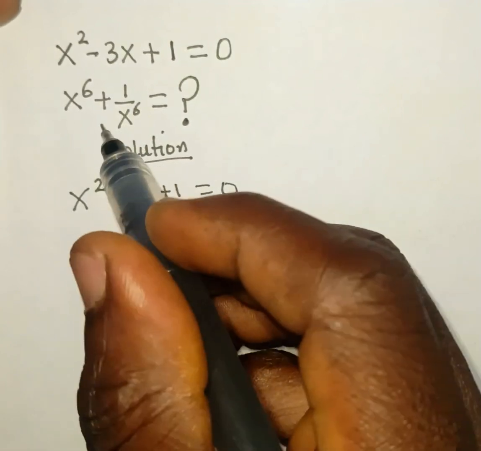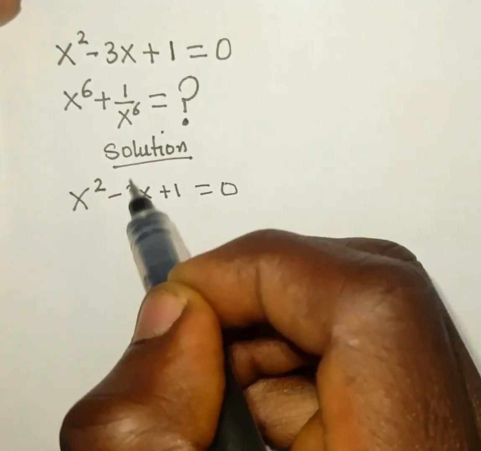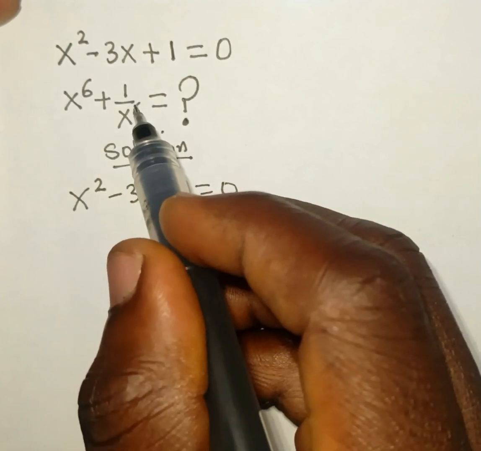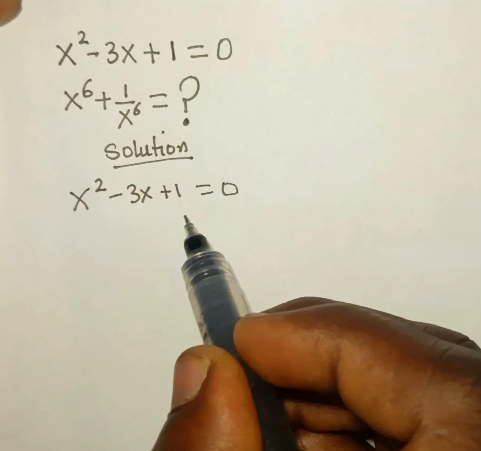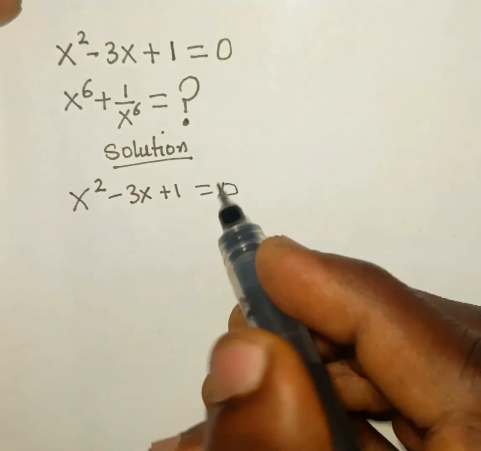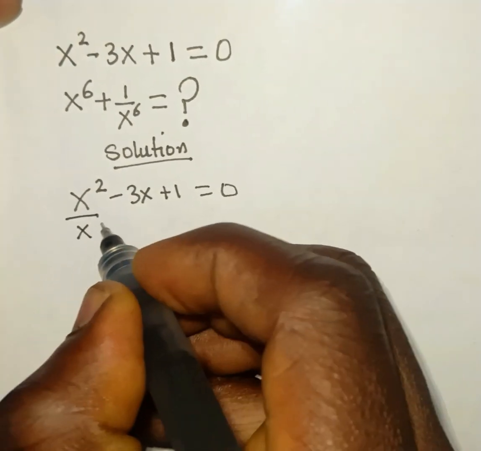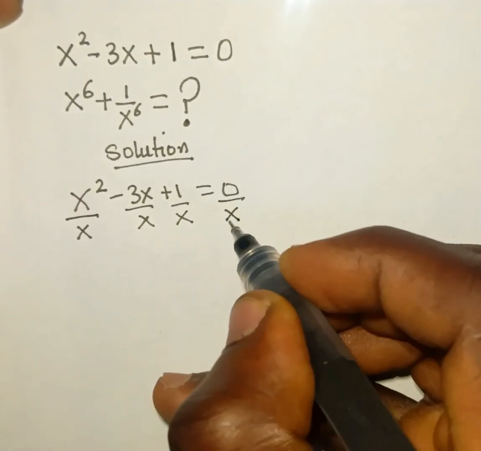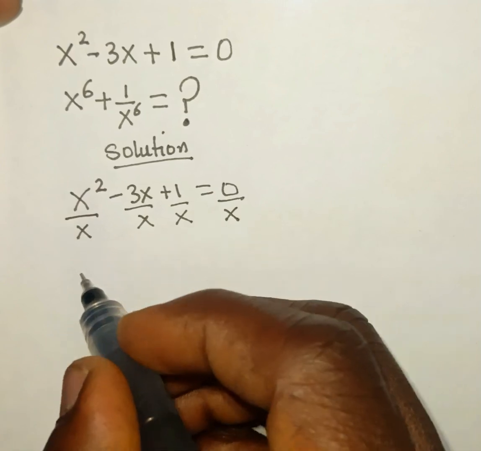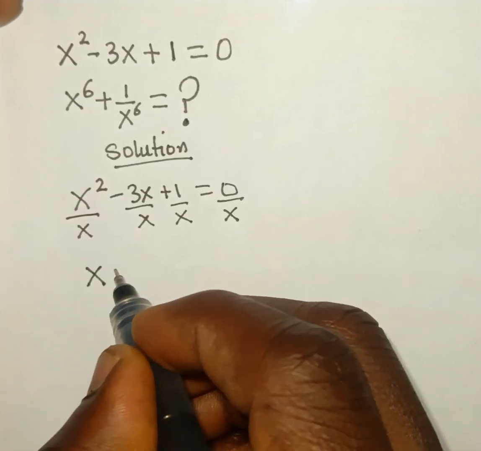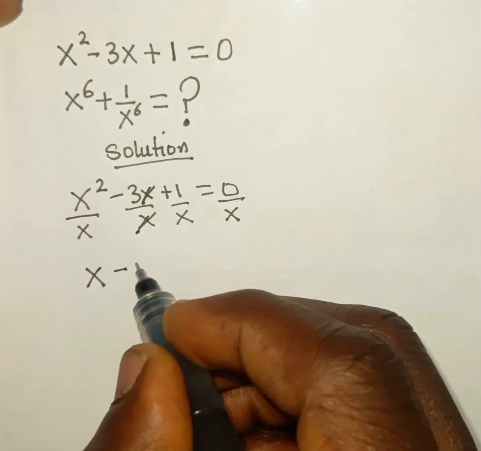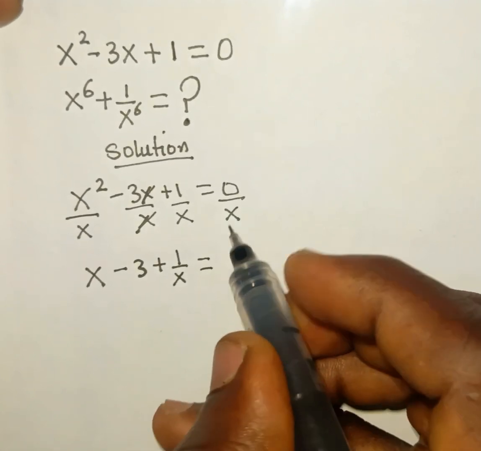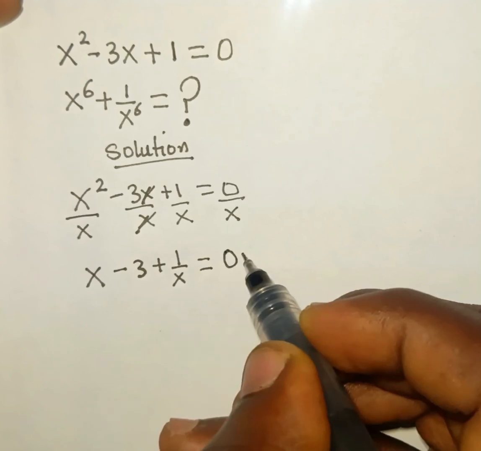So the first thing we are going to do is to try to make this equation in the form of this expression. Here we have a denominator to be x raised to the power of 6. So the first thing is to divide each term in this equation by x. So we divide the first term by x, the second term by x, third term by x, and the right hand side also by x. So that we have x squared divided by x is going to remain x, then minus 3x divided by x, the x is going to cancel, we are left with just 3, then plus 1 over x, which is equal to 0 divided by x, which is the same as 0.